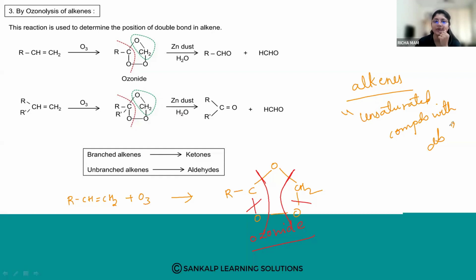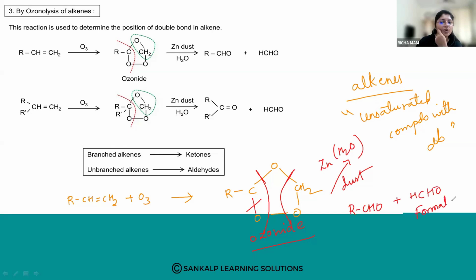Now what are we going to get? We are going to treat it with zinc dust. And what we obtain is RCHO. Zinc dust in the presence of water, we are going to get the aldehyde RCHO. And this is a formaldehyde.